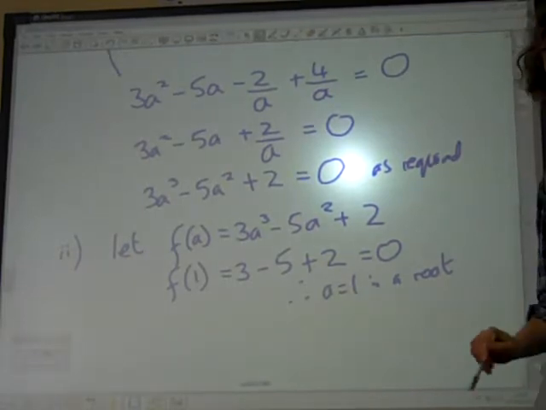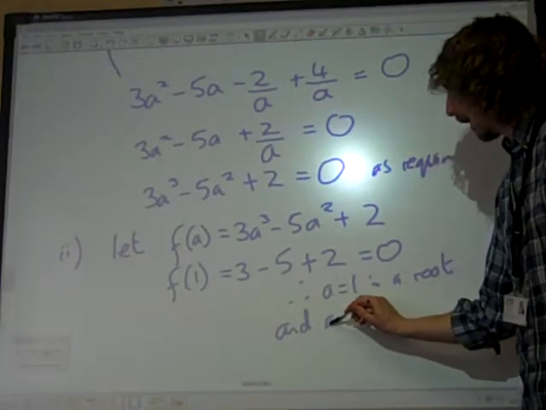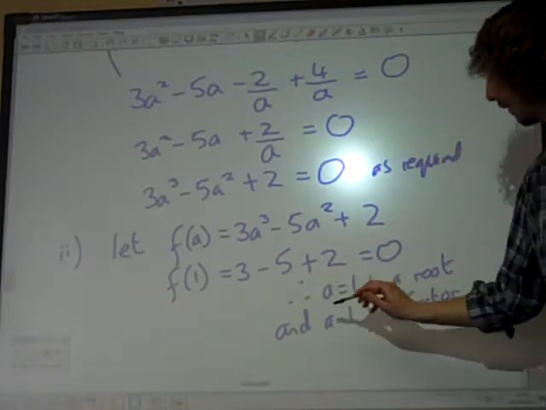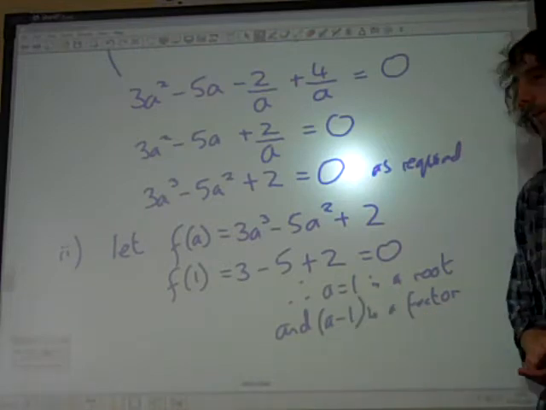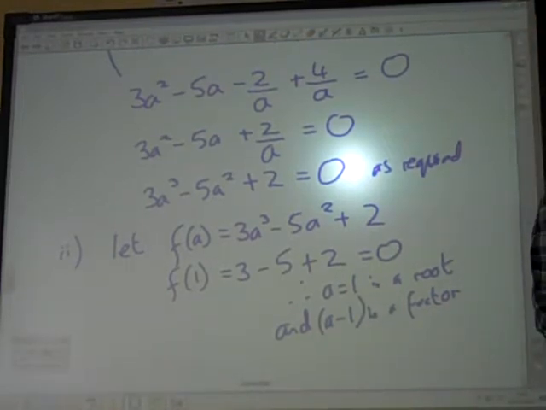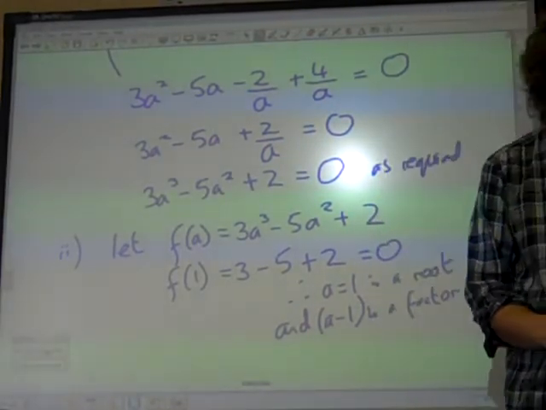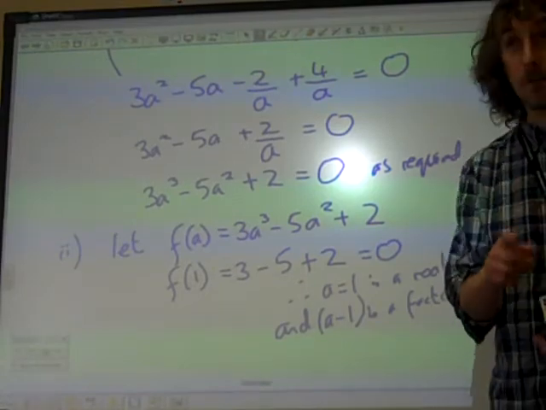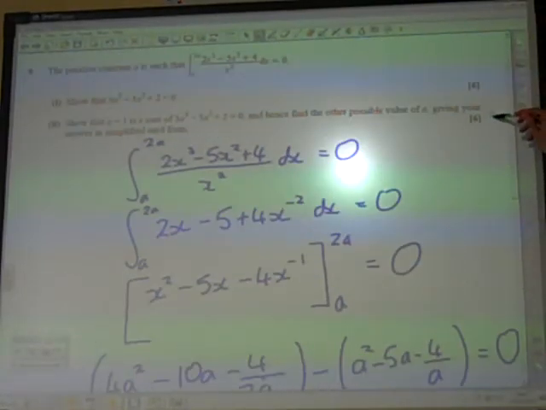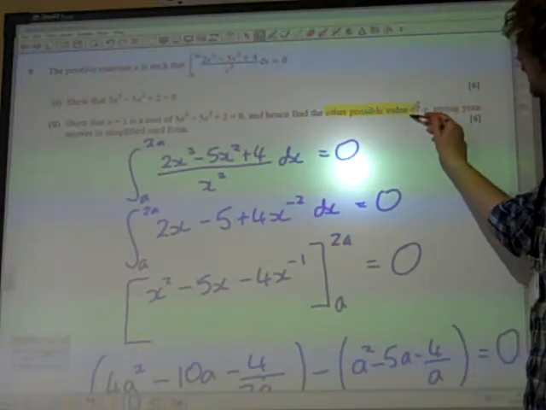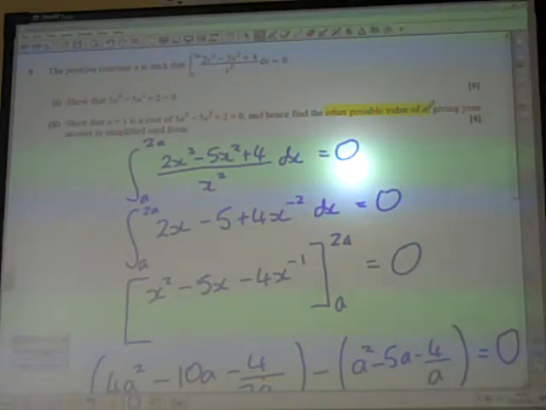And actually, I'm also going to write a minus 1 is a factor. Because that's what it means, doesn't it? That if a equals 1 is a root, then a minus 1 is a factor of our equation. It then says, hence find the other possible values of a. Actually, I read that wrong just then. But look, the other possible value of a, value singular. So let's notice that and keep that in our mind as we go forward with this.